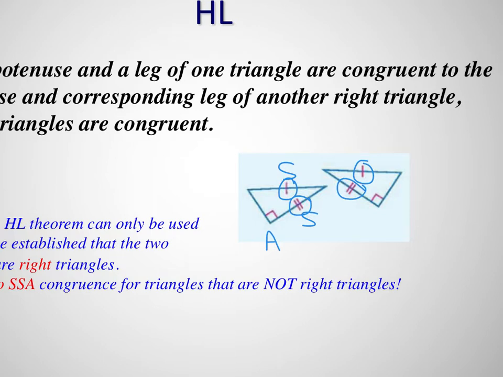Now, another thing I want to point out is just because you have right triangles does not mean it's automatically hypotenuse leg, because it doesn't have to be. It could be something else. But if you're going to use hypotenuse leg, that can only be used for right triangles. So if it's a right triangle, there's a chance that they're congruent by hypotenuse leg, but it's not guaranteed. You have to check what congruencies you have.